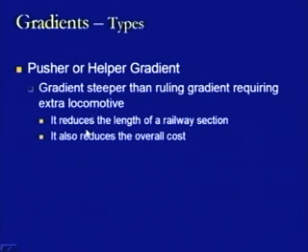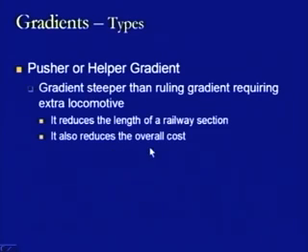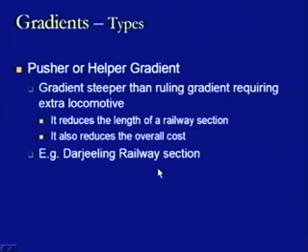Otherwise, if we have to traverse a very large section, instead of doing that we just provide an additional locomotive, and this helps in taking the train to a higher level. At the same time we have to see whether it is reducing the length of the railway section or not, and what effect it has on the overall cost. There are certain sections where this extra locomotive is provided, where the pusher or helper gradient is provided. One example of that is the Darjeeling railway section.